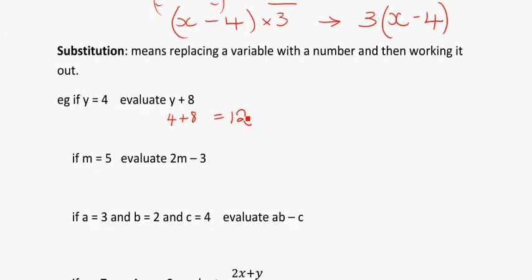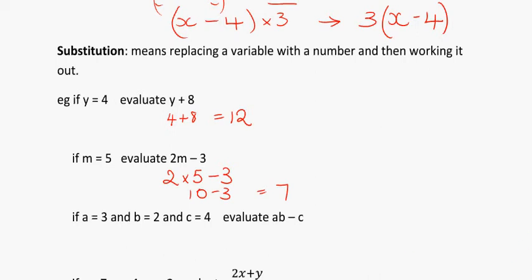Let's try the next one. If m is 5, evaluate 2m minus 3. Now we already know that the 2 in front of the m means multiply. So 2 times 5, take away 3, 10 take away 3, which is 7.